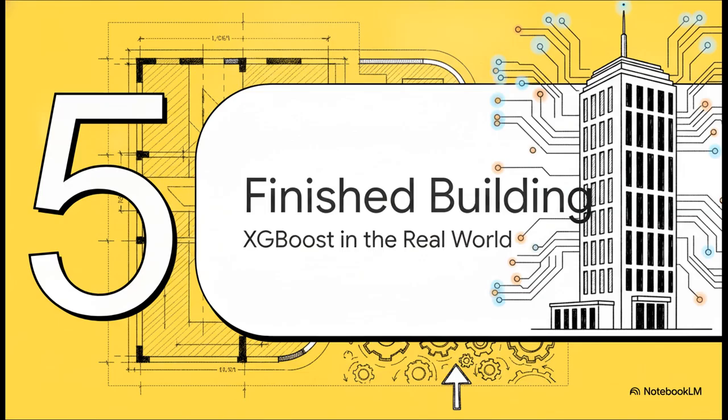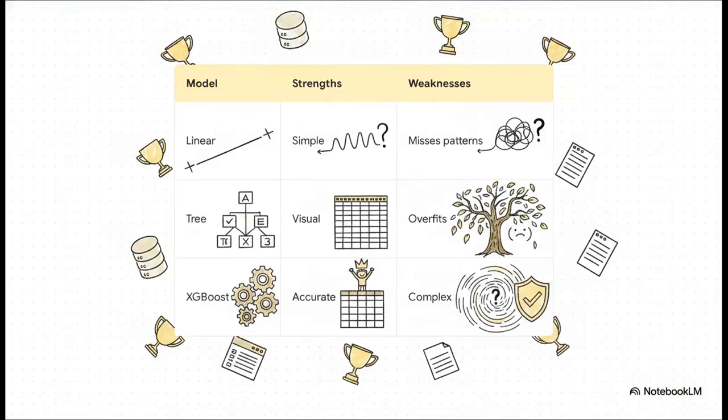All right, let's step back and look at Section 5, the finished building, XGBoost in the real world. When you put all this together, it becomes incredibly clear why XGBoost completely dominated platforms like Kaggle for years. I mean, linear regression is beautifully simple, sure, but it struggles with complex patterns. A single decision tree is easy to visualize, but we know it easily overfits. But XGBoost effortlessly handles nonlinear relationships, controls its own complexity, and it natively handles missing data right out of the box. For structured, tabular datasets, it is often just the absolute best tool for the job.